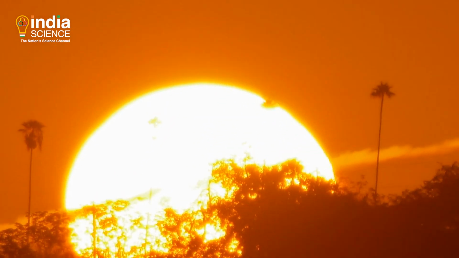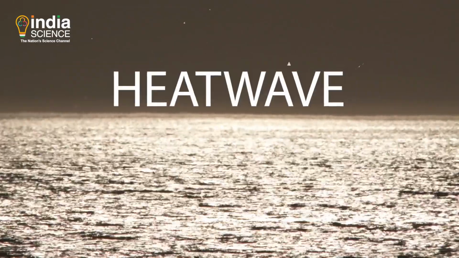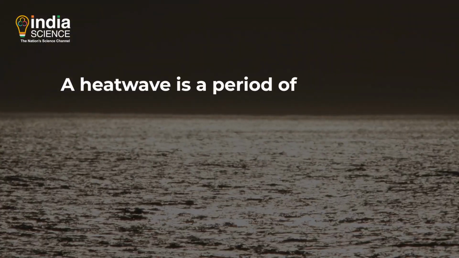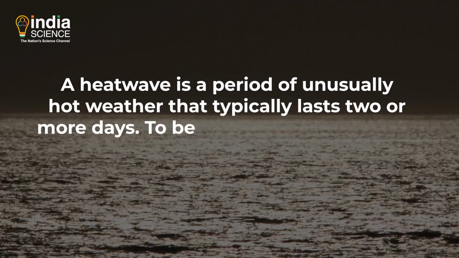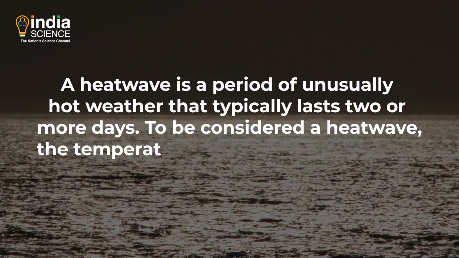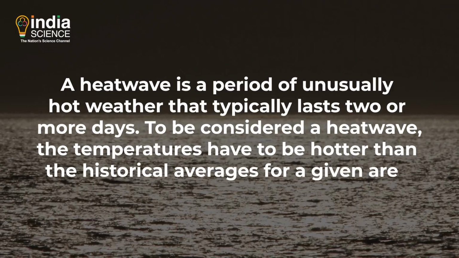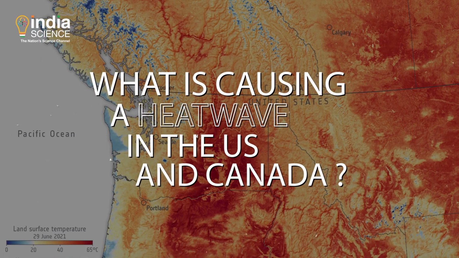Summers are hot, and sometimes they become dangerously hot. When that happens, it is called a heat wave. Technically speaking, a heat wave is an extended period of unusually hot temperature and often high humidity that typically lasts 2 or more days. To be considered a heat wave, the temperatures have to be hotter than the historical averages for a given area. But what caused a heat wave in the US and Canada?